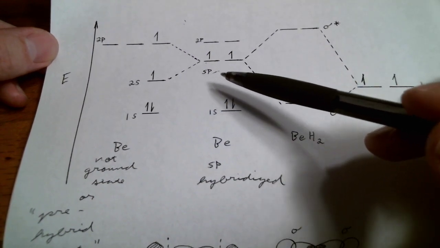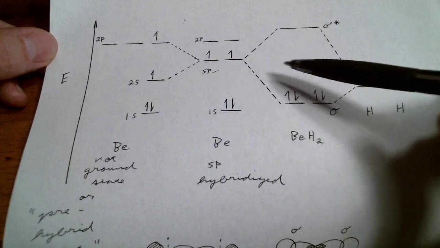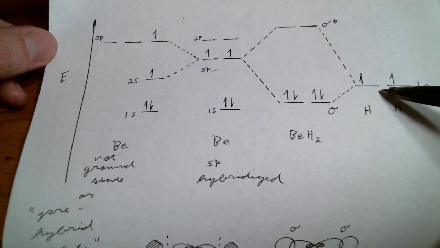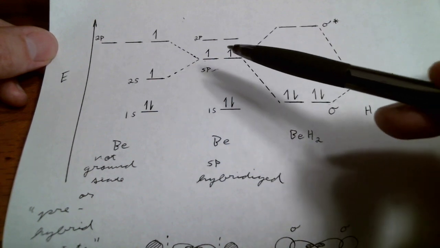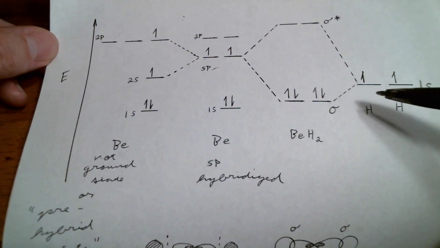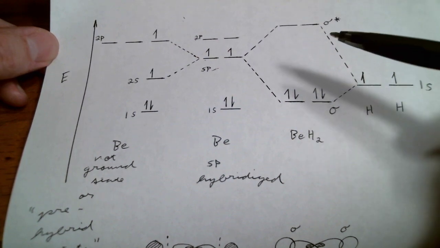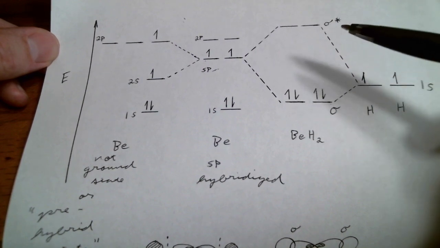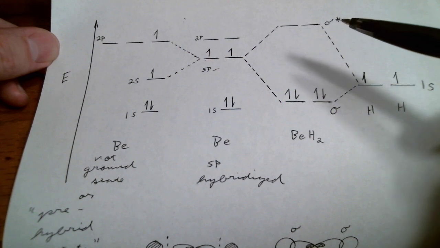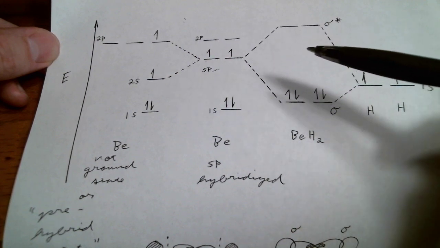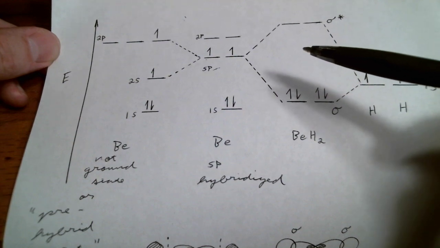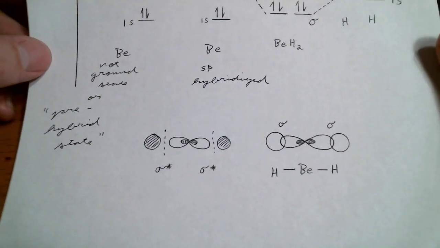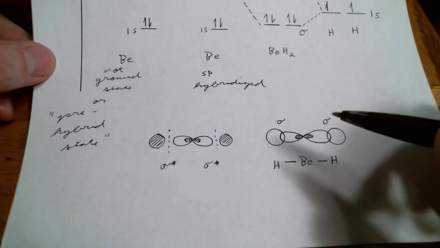What we're going to do with these hybrid sp atomic orbitals is combine each sp with a hydrogen 1s. So we're really combining two hybrid sp atomic orbitals with the two 1s atomic orbitals, and we form a total of 4 molecular orbitals. 2 of them are going to be bonding molecular orbitals, and 2 of them are going to be anti-bonding molecular orbitals. And then of course our empty 2p orbitals really fit in the middle in terms of energy, and they're empty. So beryllium hydride is a Lewis acid because it's got empty 2p orbitals.